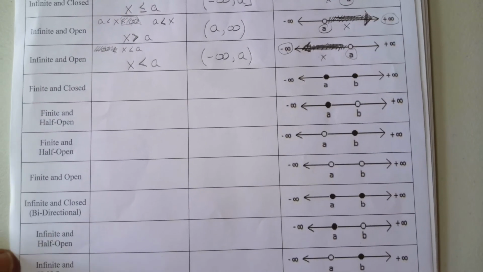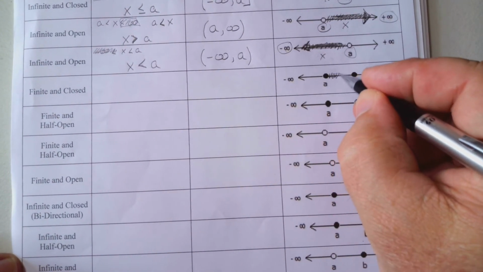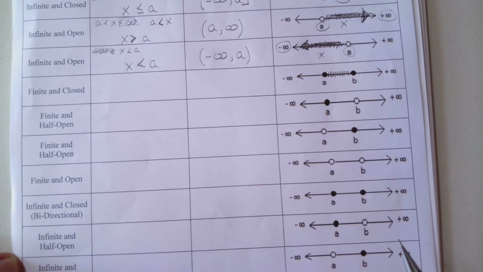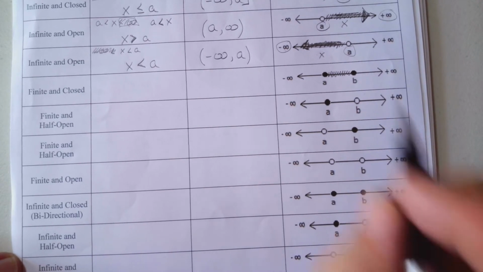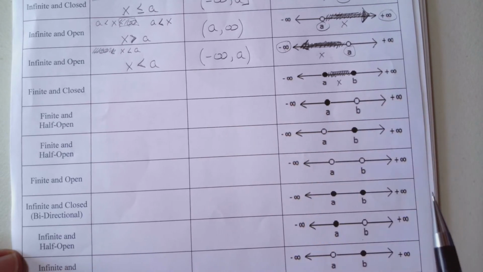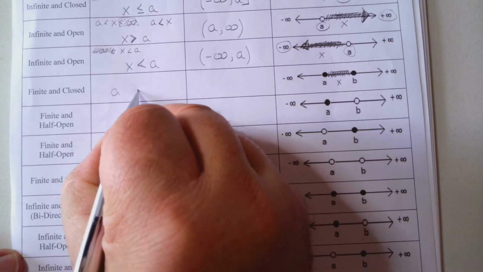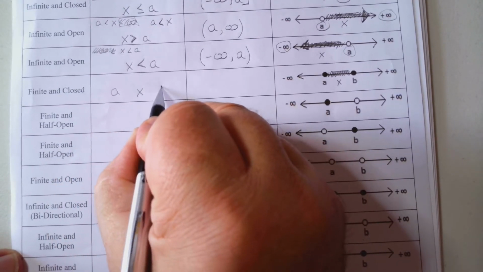Let's look at the next four. These are called the finite ones. I'm looking at between two endpoints. Remember, wherever I shade, that's my x. So I start with a, I go through x, and I eventually get to b.